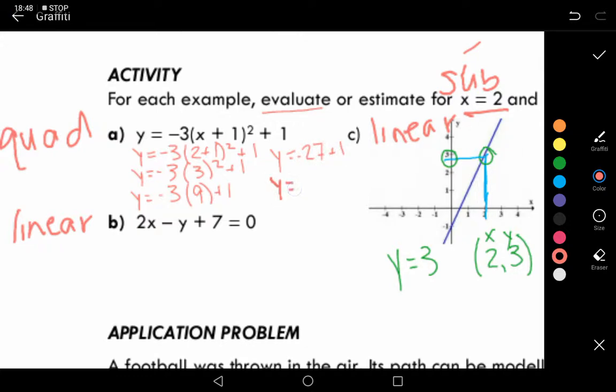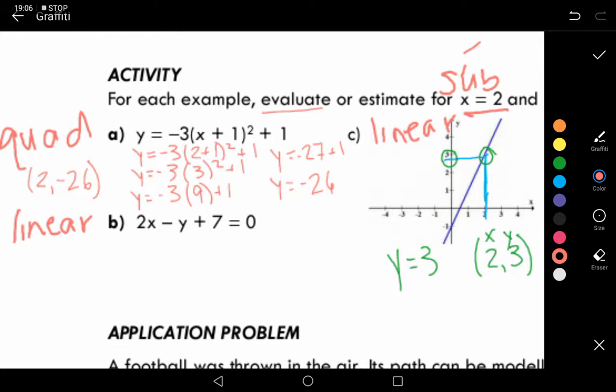So y equals -26. If we had that on a graph, again relating it back, that coordinate point is (2, -26). Okay, so we're going to do the same thing for the second part here.